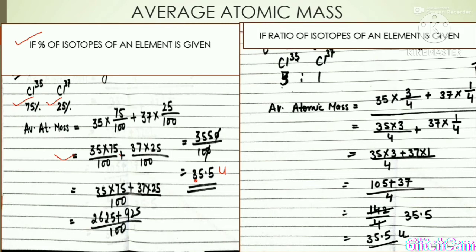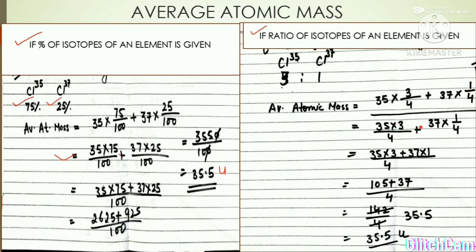Now a different method is also given. If the ratio of isotopes in nature is given, like chlorine 35 is 3 and chlorine 37 is 1, so 3:1. The isotopes 35 and 37 of chlorine are present in nature in the ratio 3:1. Again the formula is average atomic mass. 35 of 3/4, because in the ratio 3 and 1 the total is 4, and 3 parts out of 4 belong to the isotope 35, and 1 part is the isotope 37. So 35 into 3/4 plus 37 into 1/4.